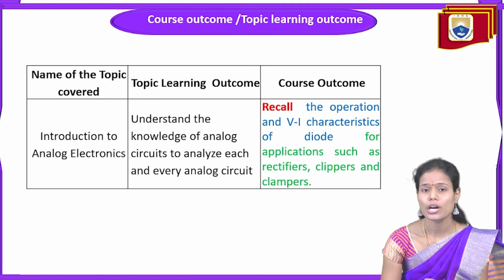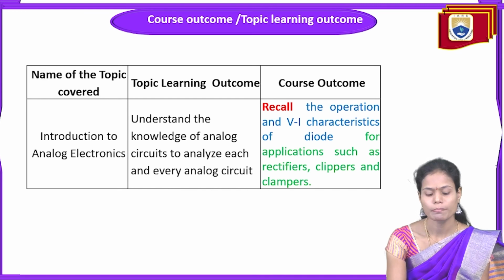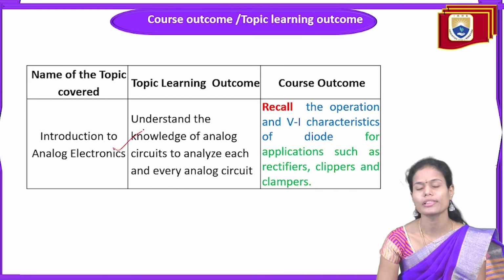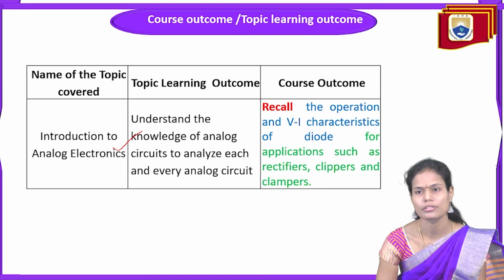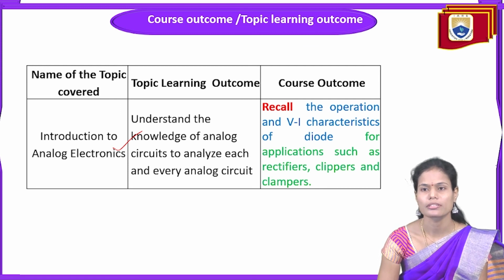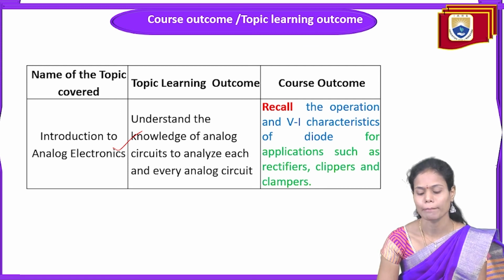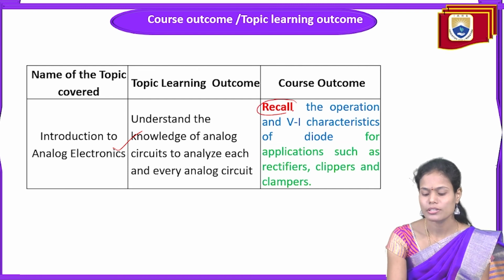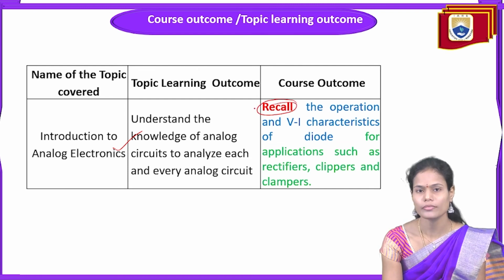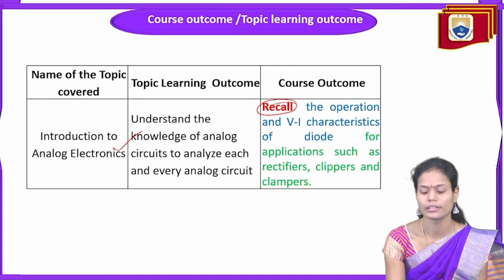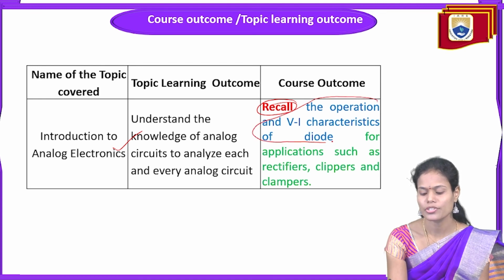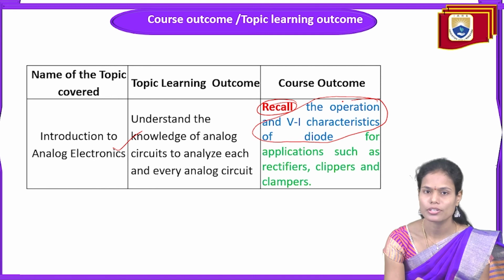And what is the course outcome we will achieve from this particular concept? That is, recall the operation and VI characteristics of diode for applications such as rectifiers, clippers and clampers. So here recalling is nothing but what the student did. The student will try to learn. He learned, he recalled the concept. What he learned here means to understand the operation and VI characteristics of the diode.